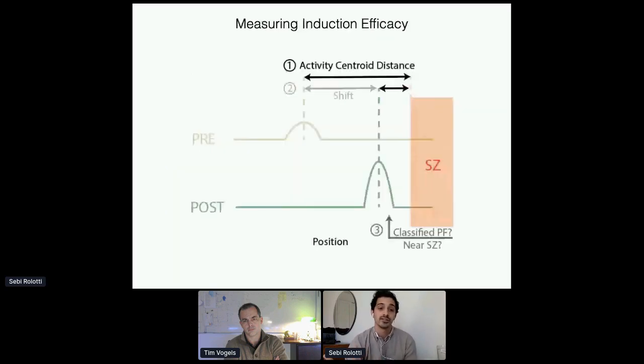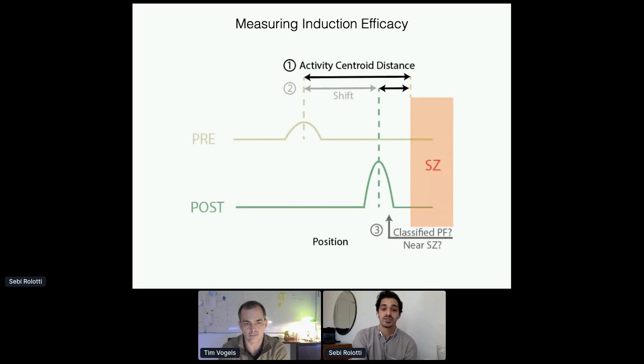So we can measure the effect of stimulation on a cell's tuning in a number of different ways. Here I'll quickly introduce the 3 metrics we'll use for the rest of the study. Here we have a cartoon of a cell's tuning curves during pre and then immediately after stimulation during post. So first we can ask during each of these epochs how far the center of mass of the activity, or the activity centroid, is from the stimulation zone. We can also ask about the delta of these distances, that is, how much did the activity centroid shift towards the stimulation zone as a result of stimulation.